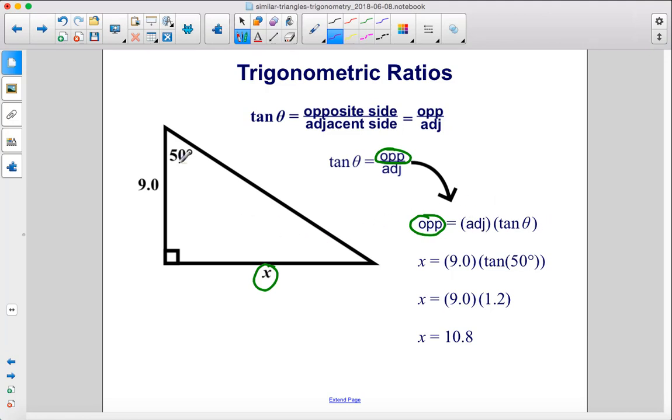We'll input the data that we do have. So we know that this length here, the adjacent length, is 9.0. So we'll replace adjacent with 9.0, and we know the angle is 50 degrees, so we'll put that in for theta. Use a calculator. We see that tangent of 50 degrees is 1.2. Multiply that by 9.0, and we get x equals 10.8.